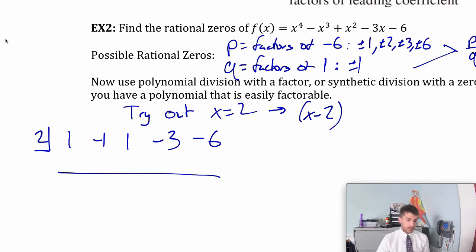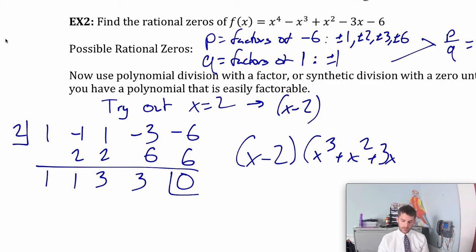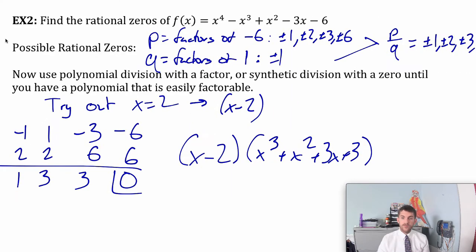So we're going to try this out. First thing we do, drop the 1. Multiply by the number in the box, we get 2. Add those together, we get positive 1. Multiply that by the box, we get 2 again. Add those together, we get 3. 3 times 2 is 6. Negative 3 plus 6 is positive 3. 3 times 2 is 6. Add those together, we get 0. So we just factored out x minus 2, and we're left with 1x to the third plus 1x squared plus 3x plus 3. That's what those coefficients represent.